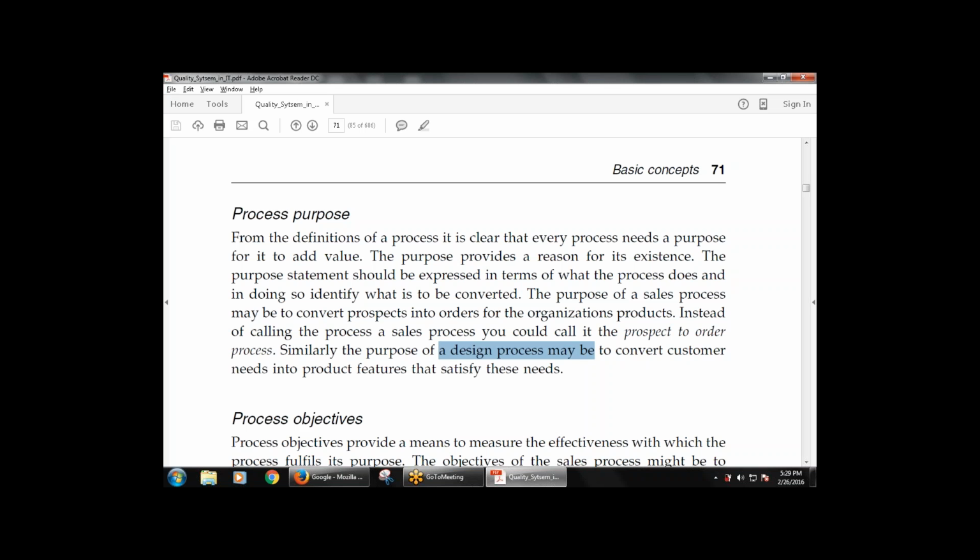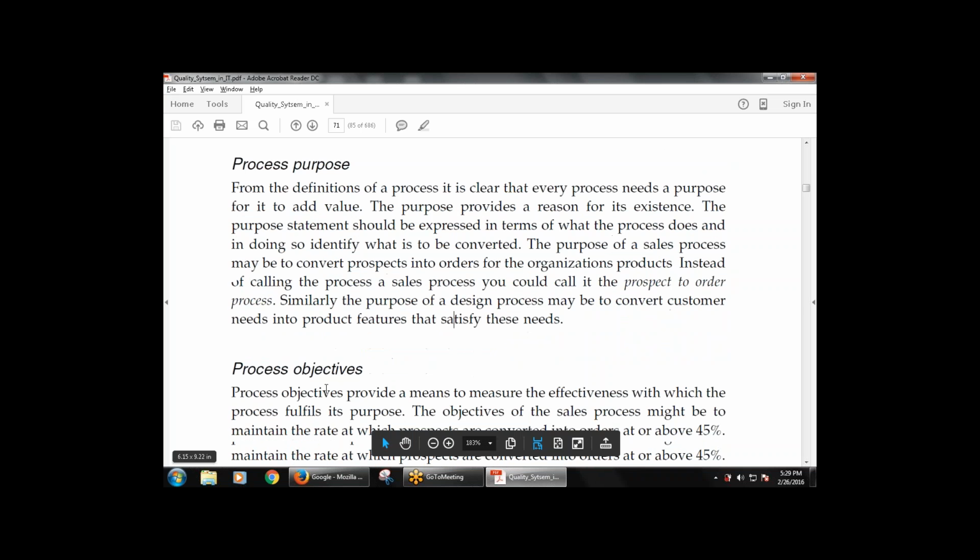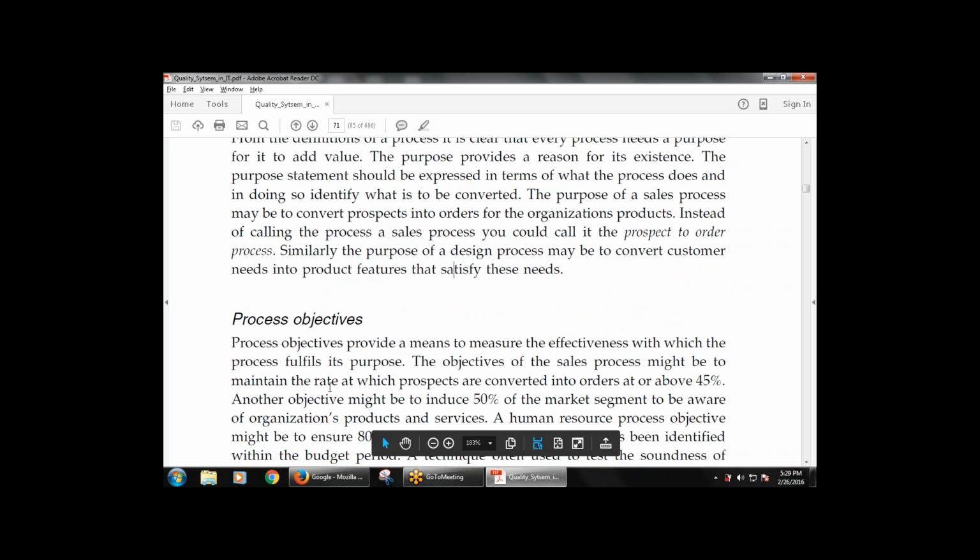Similarly, the purpose of a design process may be to convert the customer needs into the product features that satisfy these needs. Whatever the customer satisfaction, whatever the need, that need will be applicable in the design process and for the product features. The next is the process objective, the main objective of the process, which provides a means to measure the effectiveness with which the process fulfills its purpose. Whatever the fulfillment of the purpose, that is the process objective.